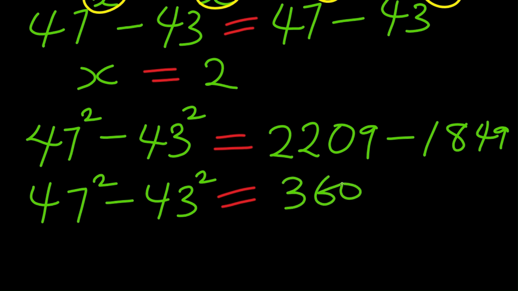Therefore, 47 squared minus 43 squared is equal to 2209 minus 1849, which gives us also 360. Therefore, x equal to 2 satisfies the equation 47 to the power of x minus 43 to the power of x equals 360.